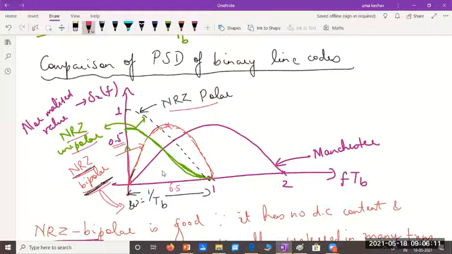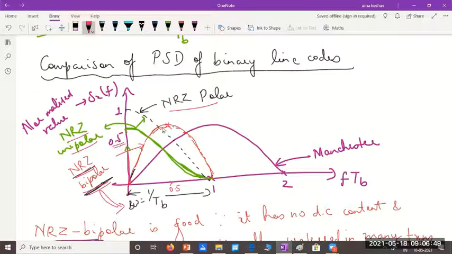Here TB represents the duration of 1 bit, and the bandwidth needed to transmit these signals would be 1 by TB. The last thing which we discussed was, before going to that, I told you, if I have to find the RZ version of all these 3, instead of NRZ polar, I can have RZ polar. Its power spectral density would be similar to NRZ polar, except the value would be half. That's all. Similarly here, for NRZ unipolar, I will have a corresponding RZ unipolar, but with half the power spectral density as that of NRZ.